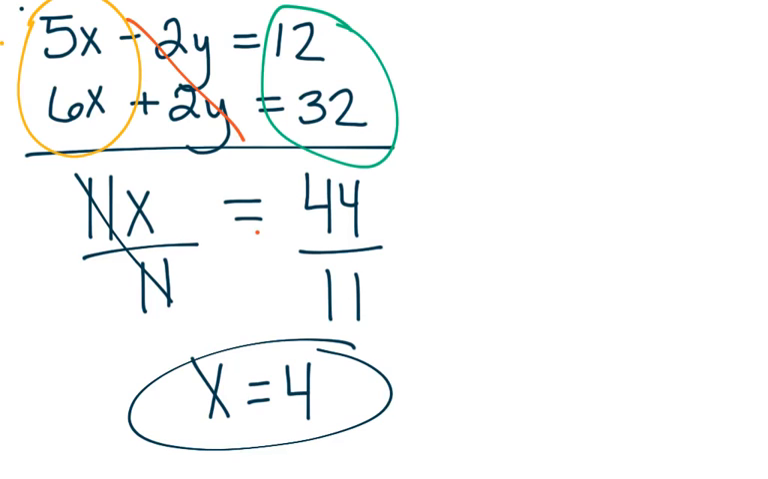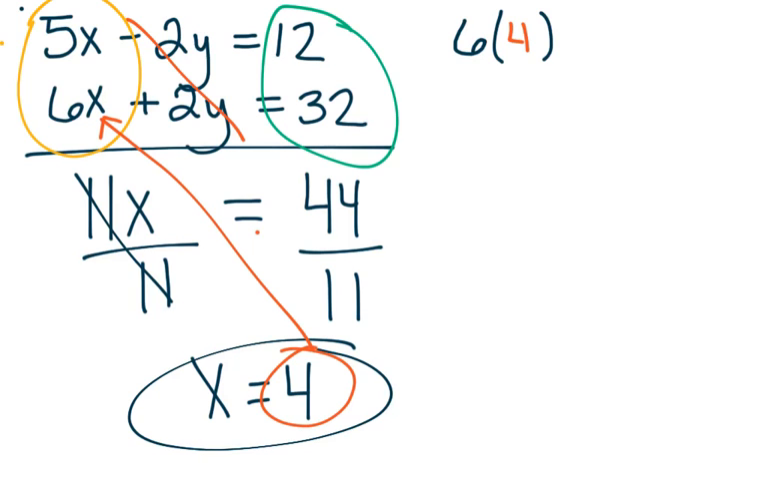So what we're going to do is take the x and plug it back into either equation. It doesn't matter which one you choose. We're going to plug it into one of these equations and see what we get. So let's do the bottom one, 6x plus 2y equals 32. Instead of x this time, I'm going to plug in 4, which was the x from down here. All I'm doing is plugging it into that equation. So 6 times 4 plus 2y equals 32. Now I don't know what y is yet. That's what I'm looking for.